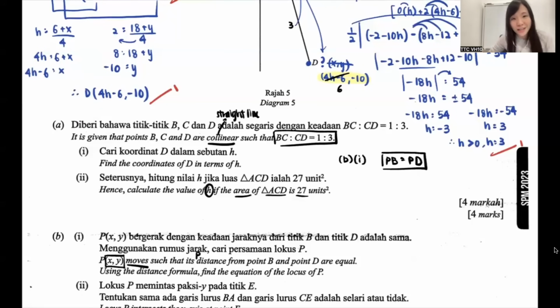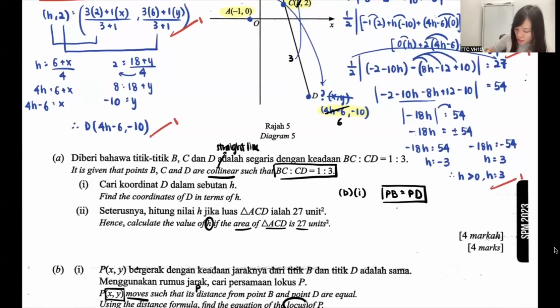Next, they say using the distance formula. Wow, this one is quite straightforward. Locus only has two methods to do. One is using the distance formula. One is using perpendicular. So now they say distance, 100% using distance. Find the equation of locus of P. Yes, really it is using locus.